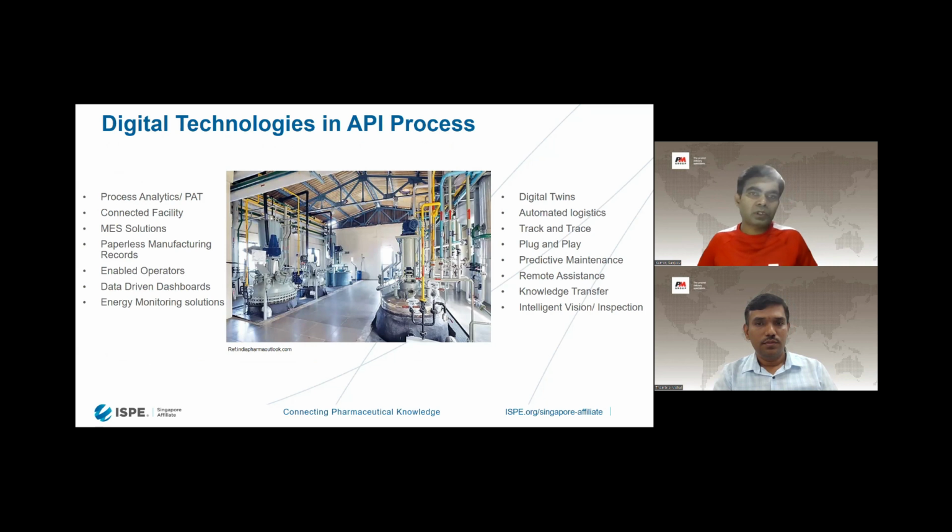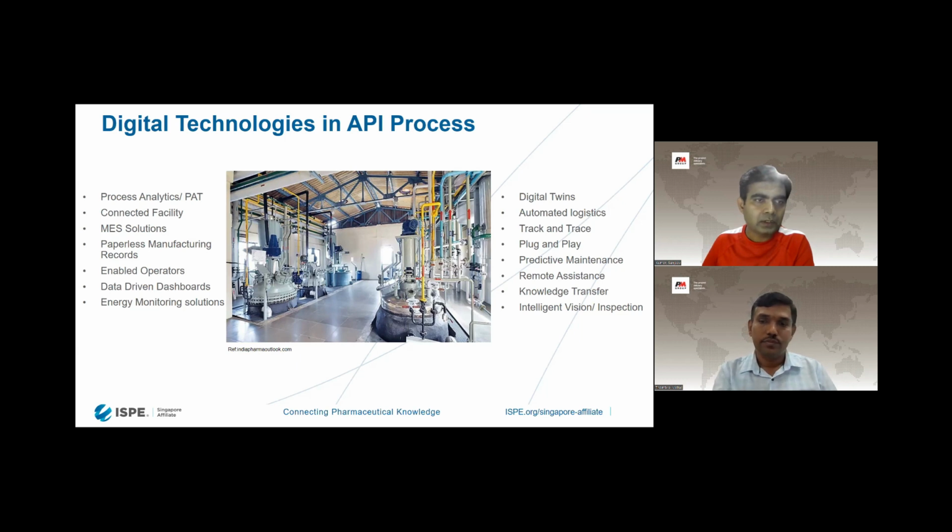Now we talked about digitalization. We saw the advantages and challenges, and the outcome of digitalization and how it impacts overall efficiency. Now I will take up some of the common digital technologies in API processes. Here is the list of major technologies used: process analytics, PAT, connected facility, MES solution, paperless manufacturing, digital twins, automated logics, plug and play. I'll go through a few which are very commonly used in our API processes.